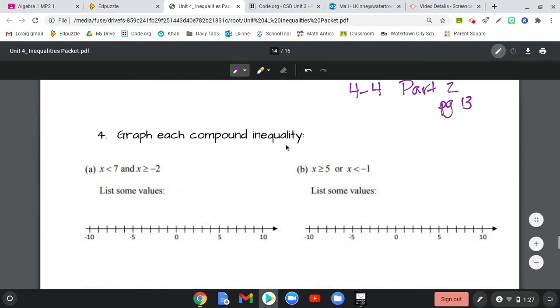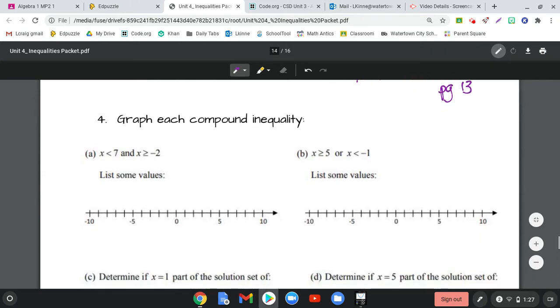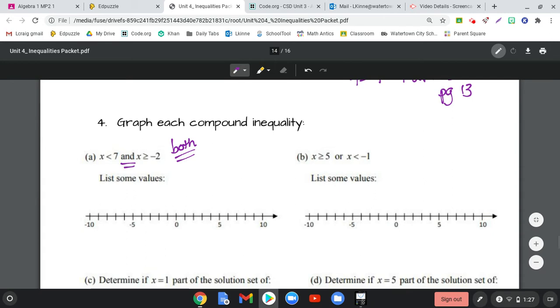Graph each compound inequality. Remember, if it says and, it has to fit both descriptions. If it says or, it can be one or the other. And a lot of times with or, think about a boat. If you're rowing a boat, the oars are sticking out. A lot of times that happens with or. That will never happen with and because you have to shade in between.